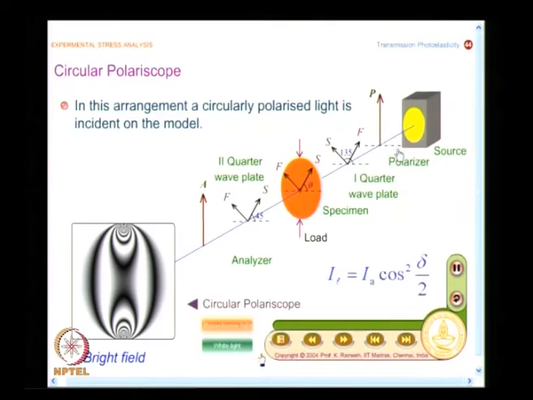Do it only by trigonometric resolution, it will run into several pages, and we will do the same thing with Jones calculus. You will find how elegant and simple it is. From now onwards we will use only Jones calculus for all our development, but please do the analysis by trigonometric resolution for a circular polariscope. I have a polarizer, I have the first quarter wave plate, I have the model, I have the second quarter wave plate, and I have the analyzer.